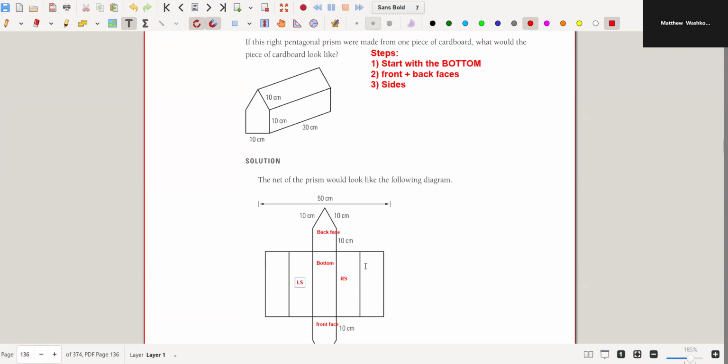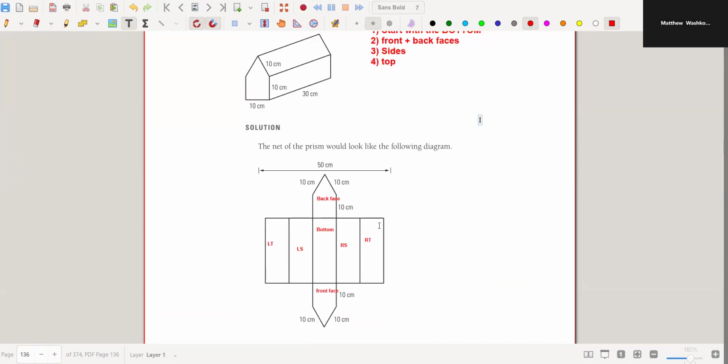And then in this case, there might be another side. Maybe this is like a top. Actually, yeah, we put a top in this case. So this would be my right top. This would be my left top. So you just want to build it out from there. Start at the bottom and build it out. If I were to fold this shape up, that's what it would look like. Now, I do want to note a couple things. Look at how they've labeled this stuff here.